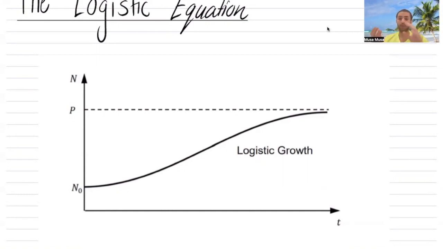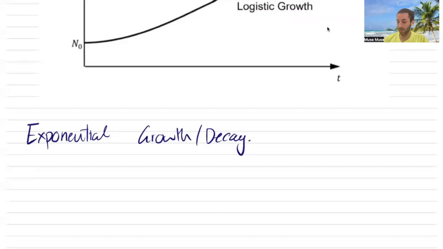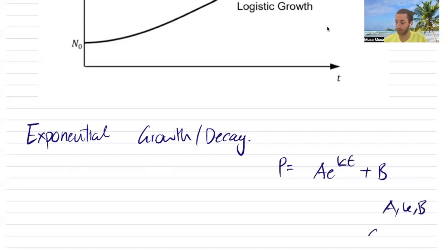Okay, I think we dealt with an easy example of this back in year 11, exponential growth and decay. So exponential growth and decay is a simplified version where, let's say the population of something was given by a e to the kt plus b, where a, k, and b are constants. Depending on whether k was positive, it'd be growth. If k was negative, it'd be decay.